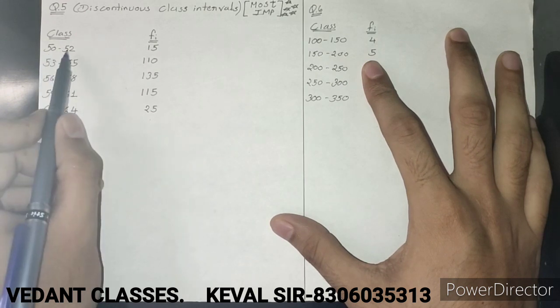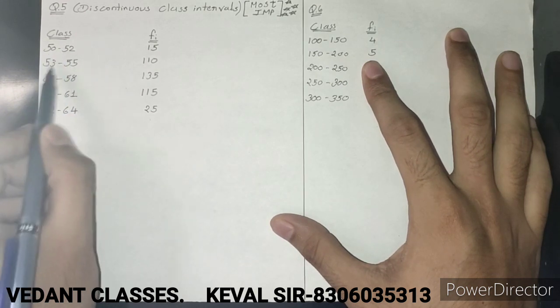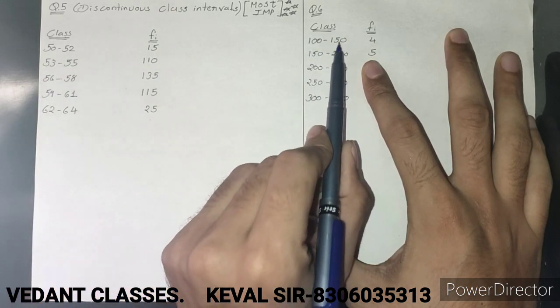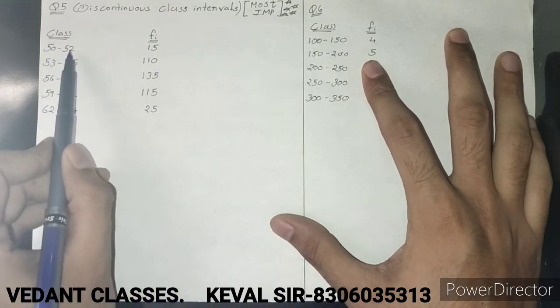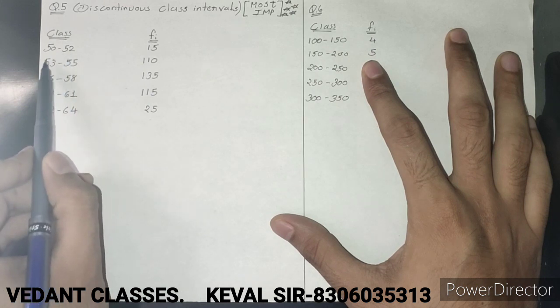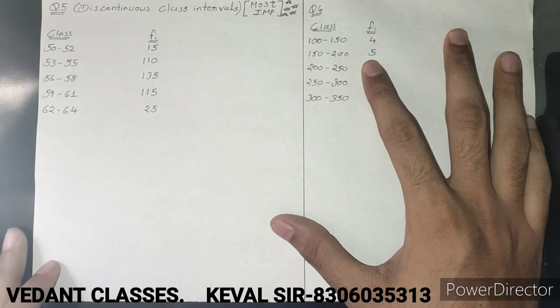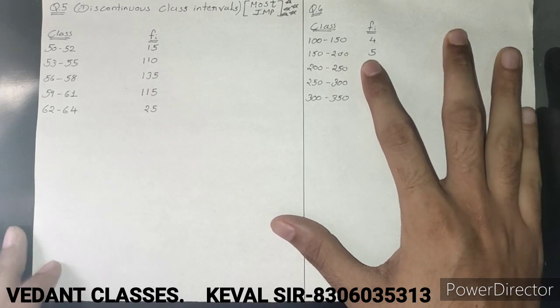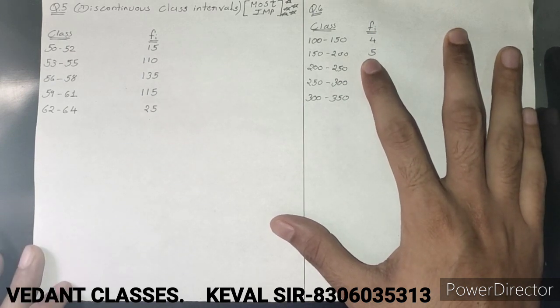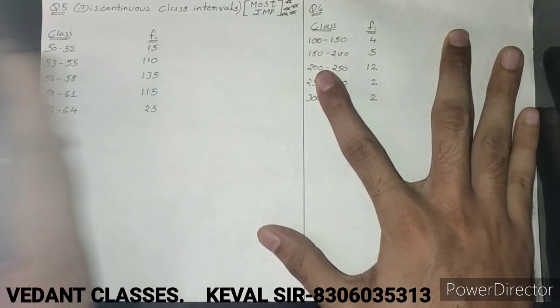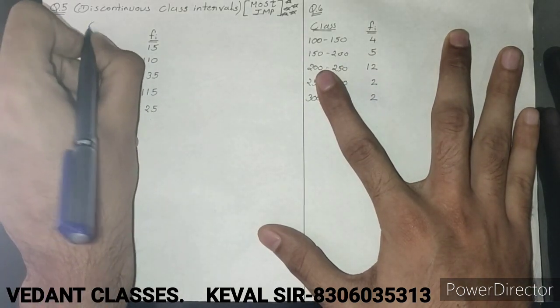Here it's given 50 to 52, then 53, not 52. In the rest of the questions, as you can see over here in question 6, it's 150, 150, but here it's 52 and 53. Whenever this type of classes are given, such type of classes are called discontinuous class intervals. So let's solve this numerical. First of all we need to convert it into the continuous class intervals.